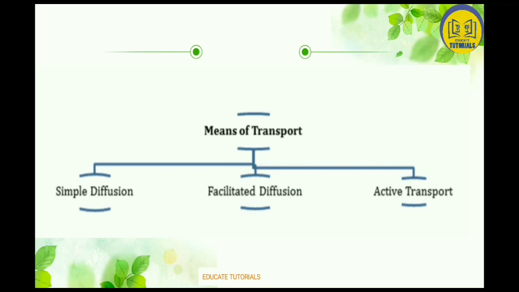The other part is the means of transport. The molecules are transported from one part of a plant to another part of a plant, but what are the modes of transportation? How do the molecules get transported? There are three modes of transportation. The first one is simple diffusion, the second one is facilitated diffusion, and the last one is active transport.